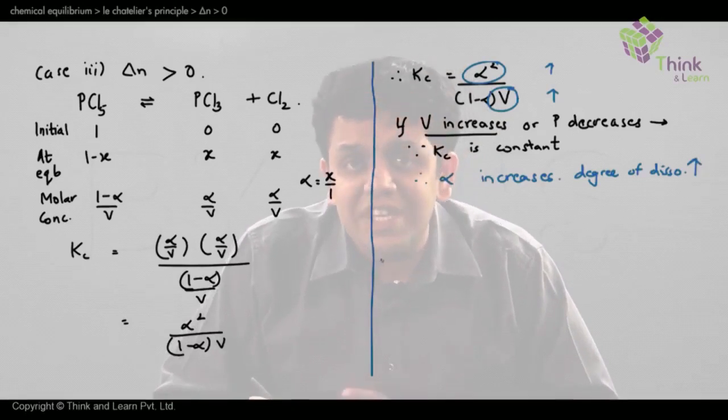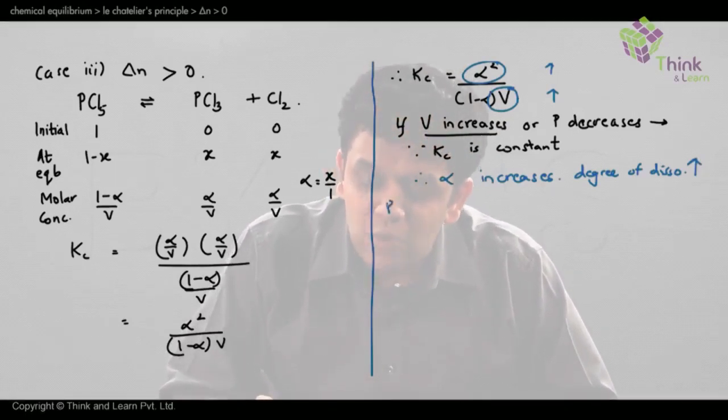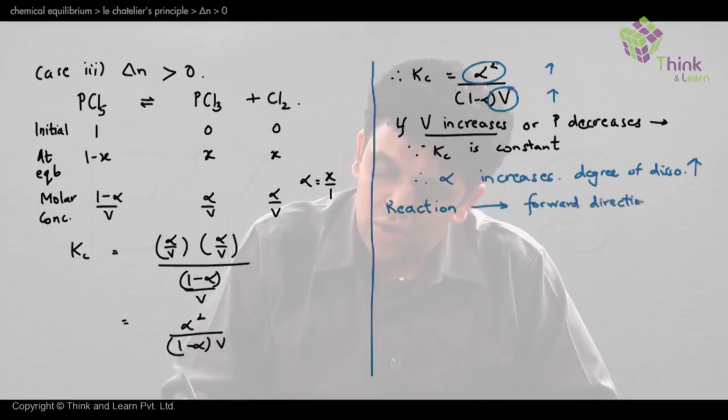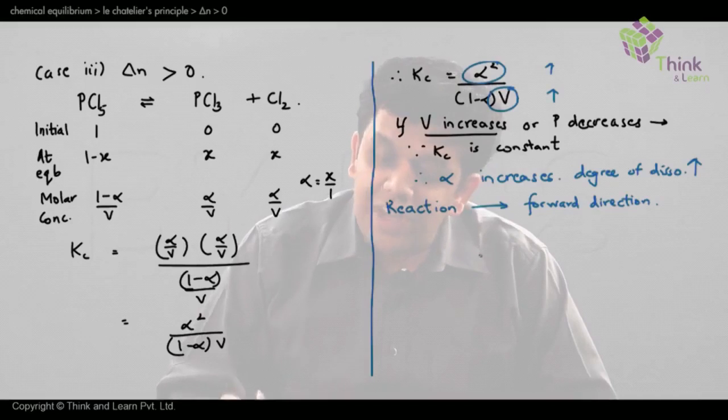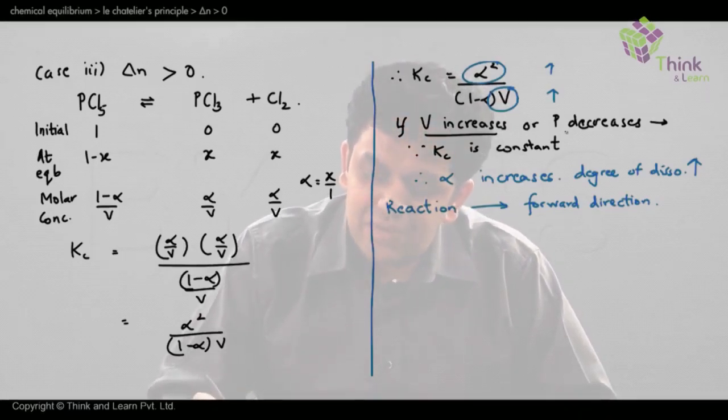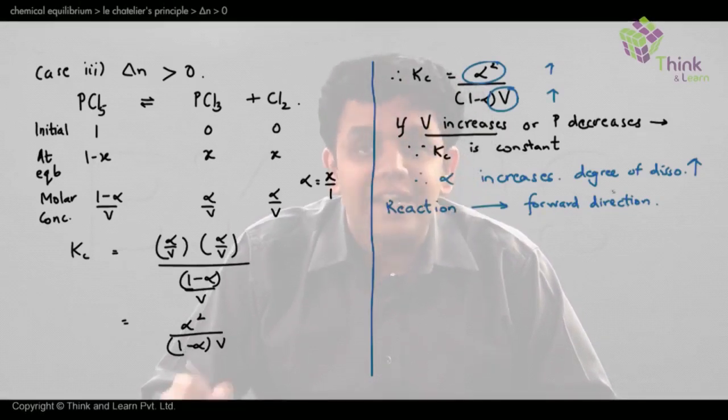Degree of dissociation has increased, meaning that the reaction will proceed in the forward direction. So clearly, if volume has increased or pressure has decreased, the reaction will move in the forward direction for delta n greater than 0.